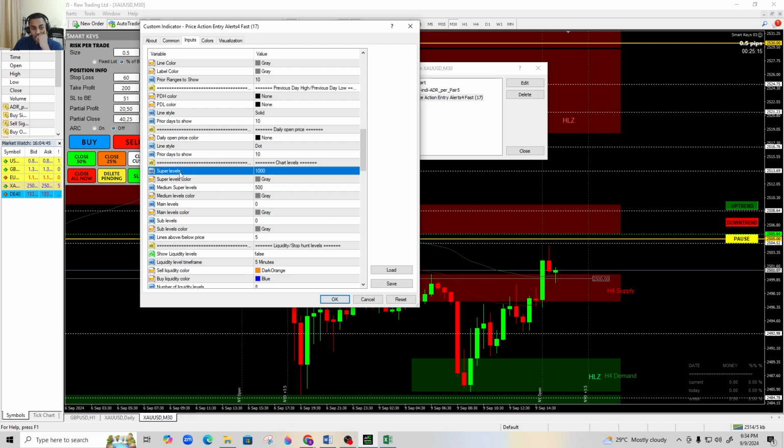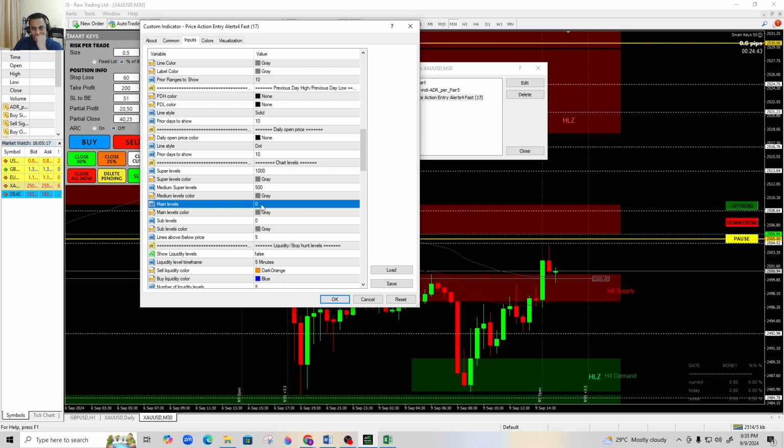So you have super levels, which are your triple zero numbers, like your 2000. So 2000 would be a super level, 3000 would be a super level, 4000 would be a super level. Then you have your medium super level numbers, which are your 500s. And then you have your main levels, which are hundreds, and then your sub levels, which are 50s.